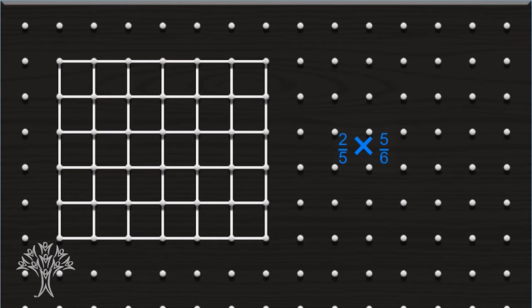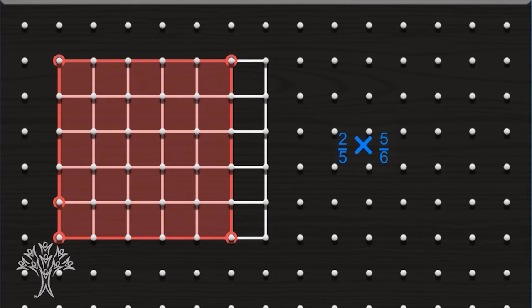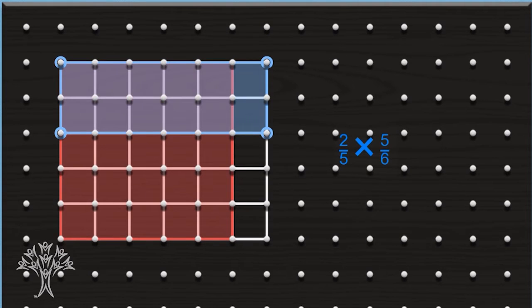Great job, everyone! You are really getting great at multiplying fractions. Here's what I think many of you did. First, you started with an array that could represent both fifths and sixths, so you drew a 5x6 array. Then, you shaded 5/6 of the rectangle. Next, you shaded in 2/5 of the large rectangle. The overlapping purplish area represents 2/5 of 5/6. That's 10 out of the 30 squares, or 10/30ths.